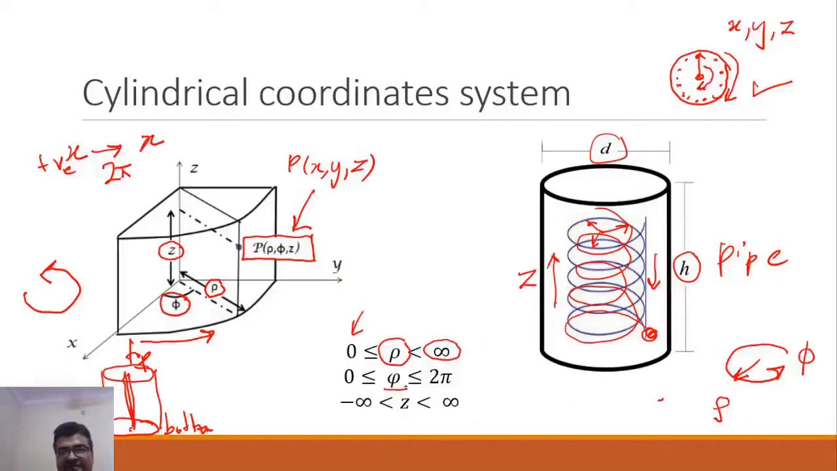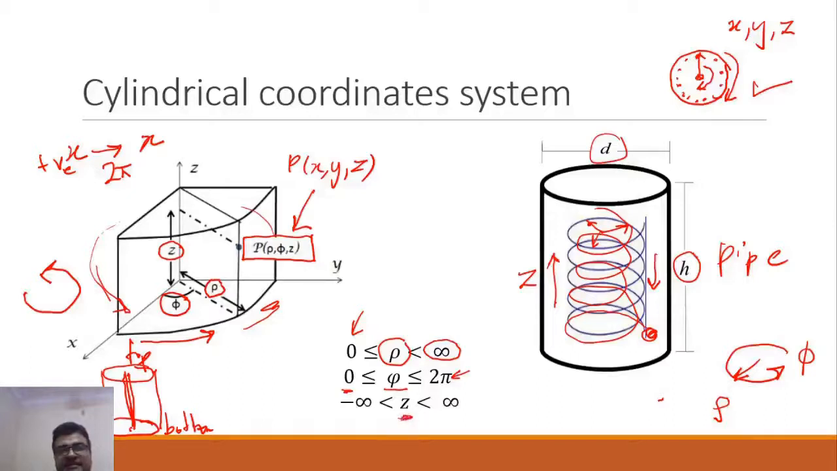Then we have phi. Phi is called the azimuthal angle, and it only travels in the xy plane. But we need a full circle to make a cylinder. That is why it starts from the positive x axis, moves counterclockwise, and again reaches back to the x axis. It starts from here, goes around to the back and reaches the x axis again. So that means it moves a complete 360 degrees. So we have 0 to 360 degrees, or 2 pi.